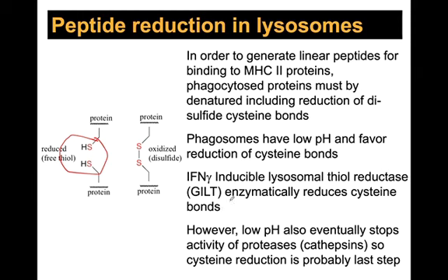So the low pH is interesting, right? Because it activates the proteases, but it is also inactivating them, where it eventually chews those up. So you have this limited window of digestion, but then you have to reduce the disulfide bonds, which are internal to many proteins. And so cysteine reduction is probably the last step, where it's actually expressed in the MHC2 compartment after the peptides have already been degraded.